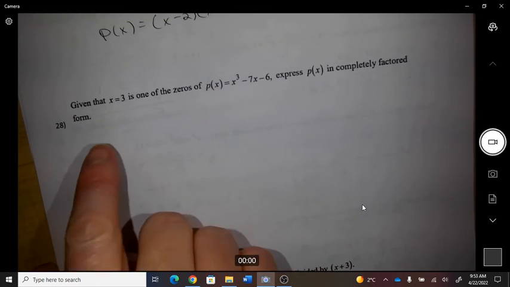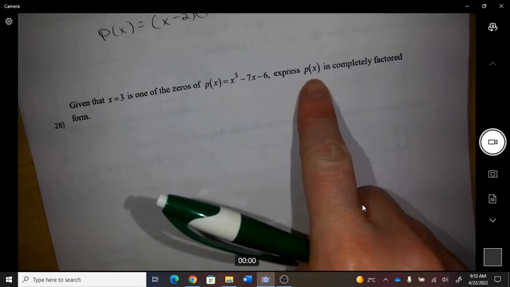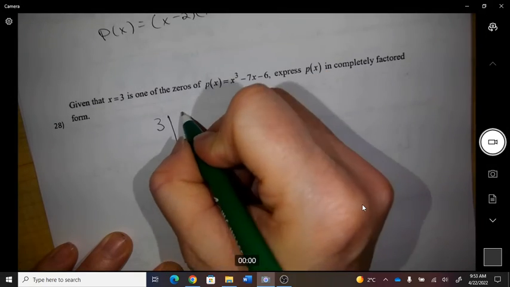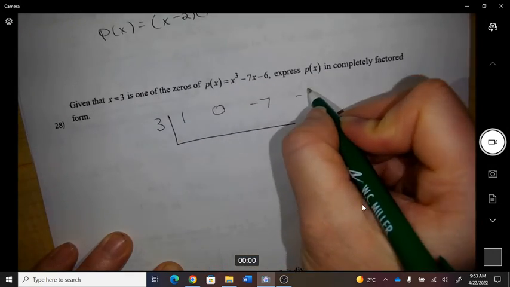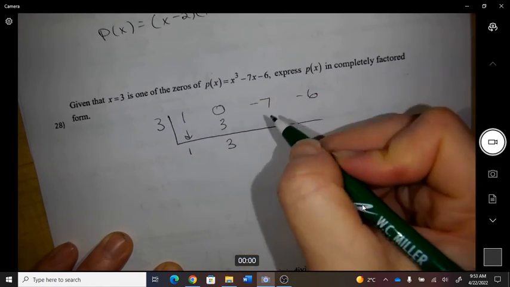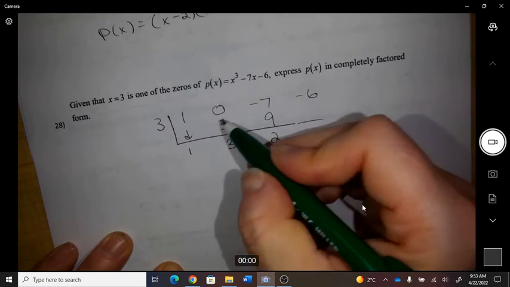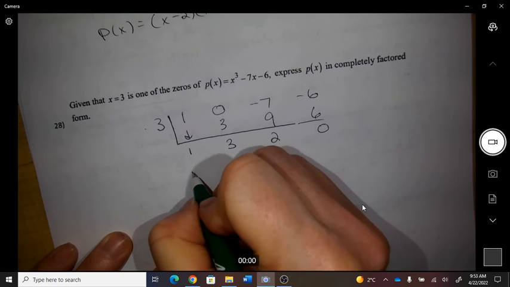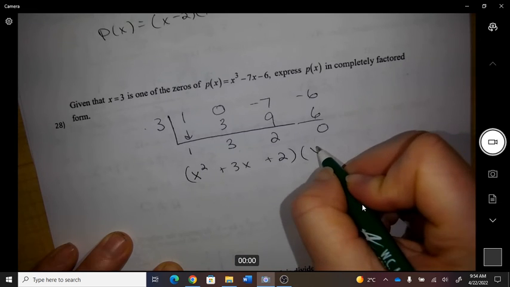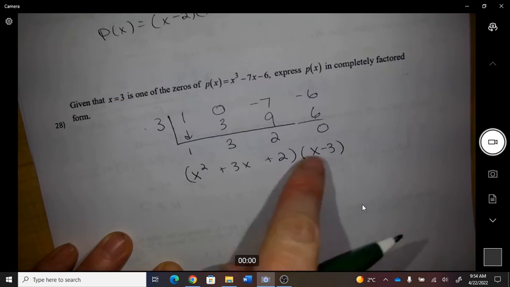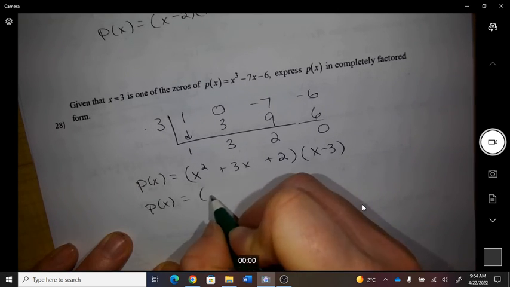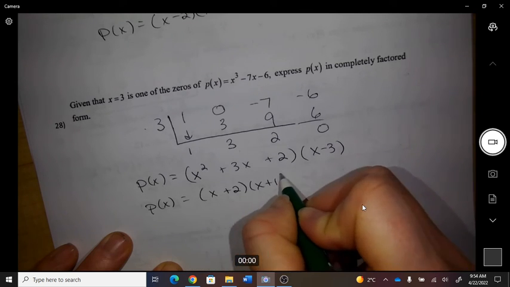Number 28, given that x equals 3 is 0, express in completely factored form. So I'm going to put a 3 in the front, 1 with the cube, there's no x squareds. Bring this down, 1, multiply 3, add 3, multiply 9, add 2, multiply 6. So this is a 1x squared, a 3x, and a 2. We already have x minus 3 as a factor, and this is called p of x. So this can factor x plus 2 and x plus 1.